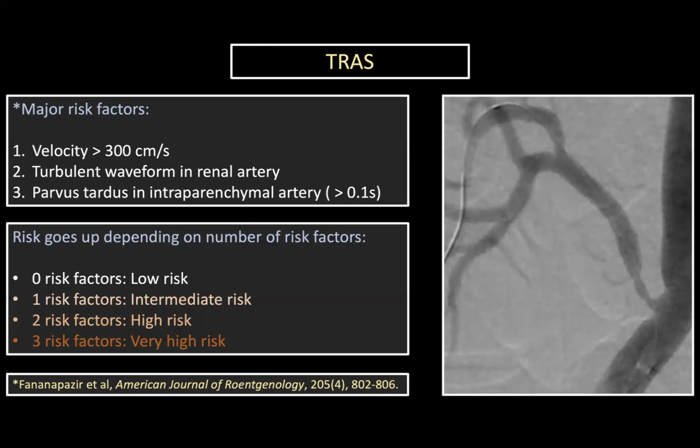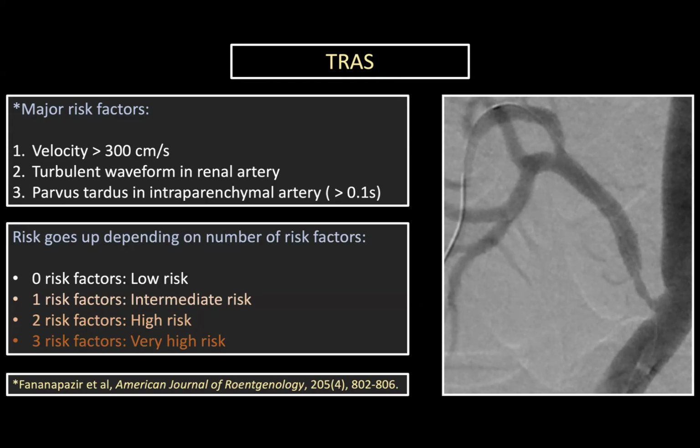And so what we ended up finding was that the risk goes up. The risk for transplant renal artery stenosis goes up depending on the number of risk factors that you have. If you have zero risk factors, you don't have any of those three qualities, then you have a low risk of having a transplant renal artery stenosis. If you have all three of them present, you have a very high risk.